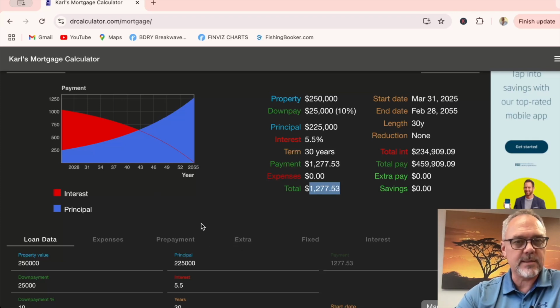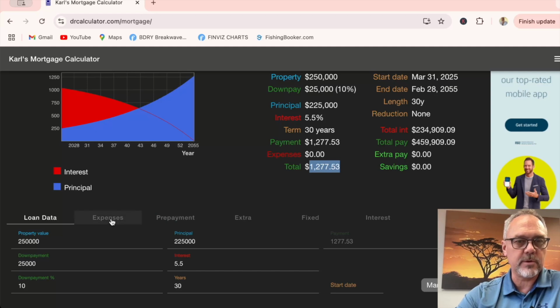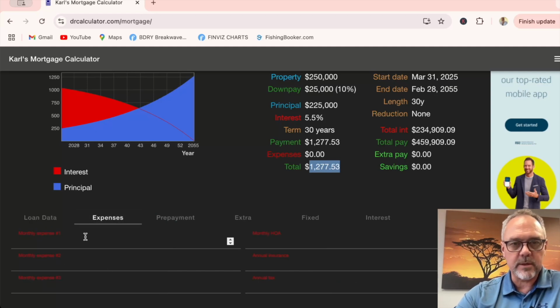So let's say you want to buy this house and you want to see if you can afford it. Well, of course, there are other expenses outside of the loan. So with Karl's mortgage calculator, you get the advantage of being able to plug that information in. If you have some generic monthly expense that is not listed over on this right-hand side, then you can type that in over on this left side. But we're just going to play with this side today.